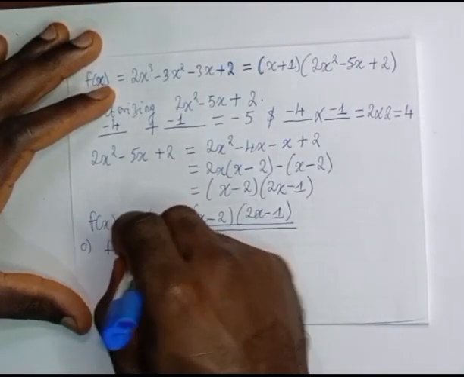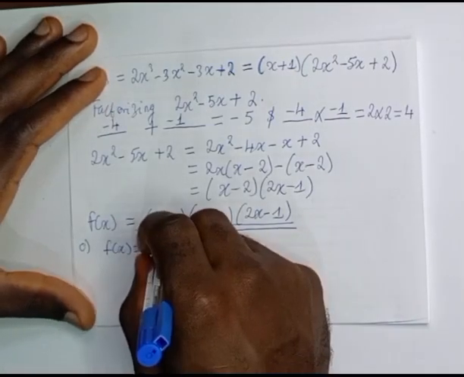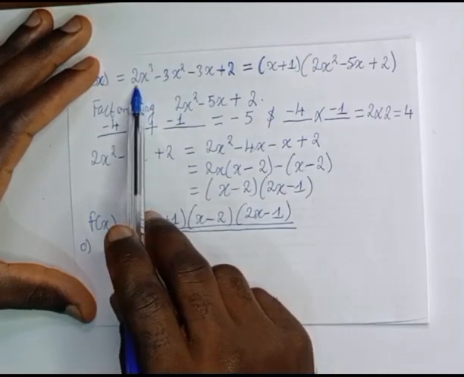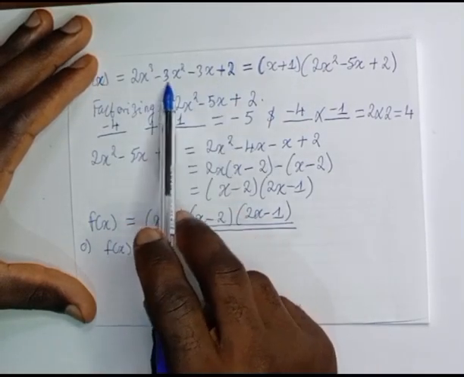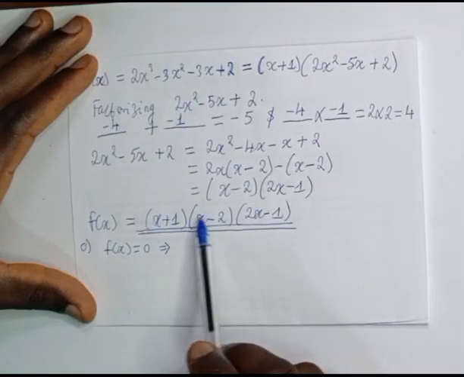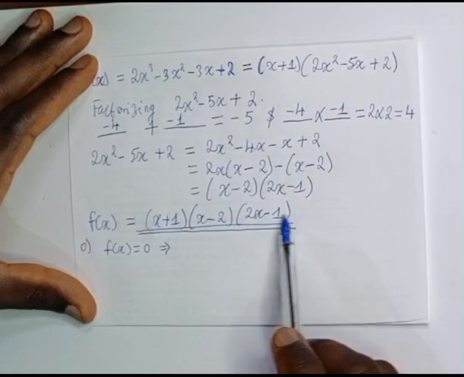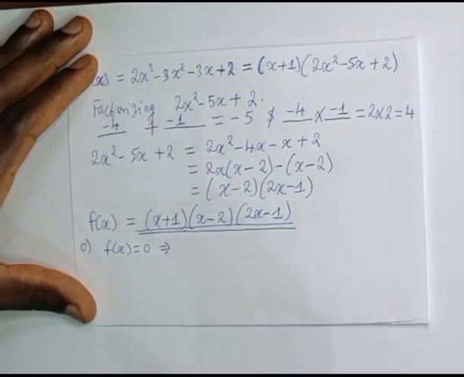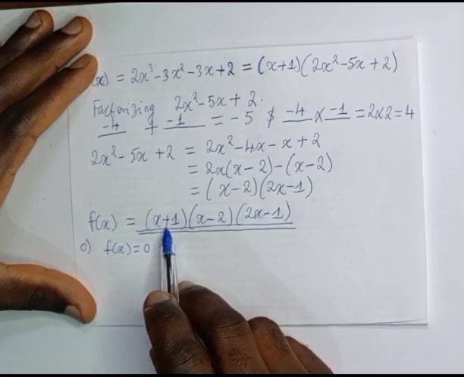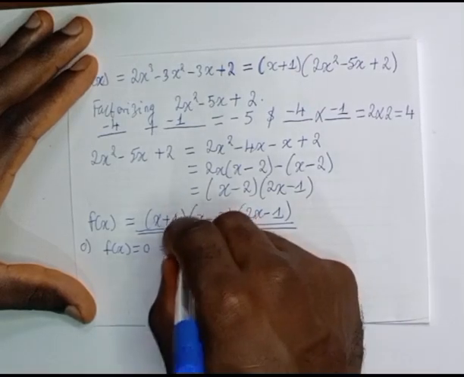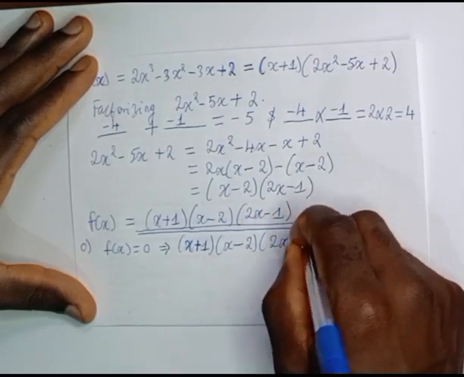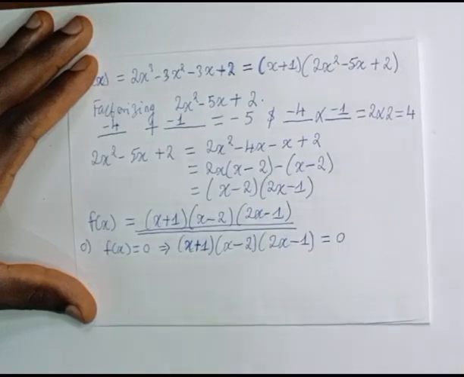Solving f of x equal to 0, it simply means we know f of x, which is 2x cubed minus 3x squared minus 3x plus 2, is the same as x plus 1 times x minus 2 times 2x minus 1 when it is factorized. We are going to equate the factorization of f of x, which is this, to 0. X plus 1 times x minus 2 times 2x minus 1. We equate this to 0.